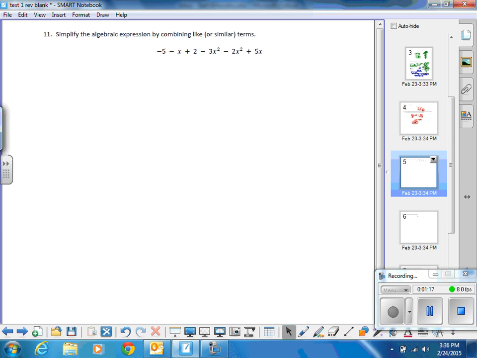All those are good. Now, let's go ahead and look at the next question. Simplify this algebraic expression by combining like terms. Like terms are going to be things that have the same variable and the same exponent. When you look here, 5 and 2 are both just numbers, no exponents, no variables, so they go together. x and 5x go together because they're both just x's. These x squared terms go together. Now, x's and x squared terms do not go together. They're not the same. That's why everything that goes together has the same color. If it doesn't have the same color, then it doesn't go together.